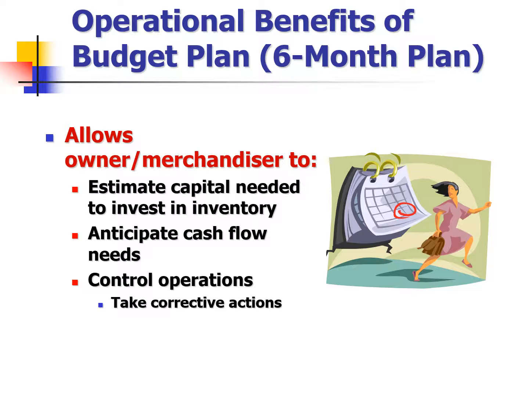And then you have the plans so that you can always compare your plan against your actual actions and the actual operational performance. And if there are any problems identified through this comparison, then you can take corrective actions as soon as possible. So these are all the operational benefits that the 6-month plan can give.